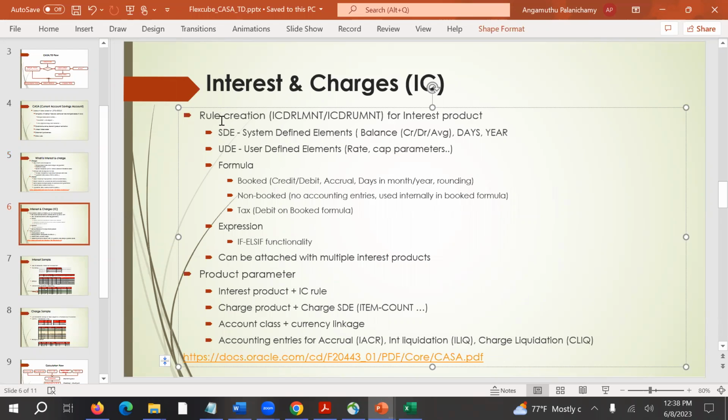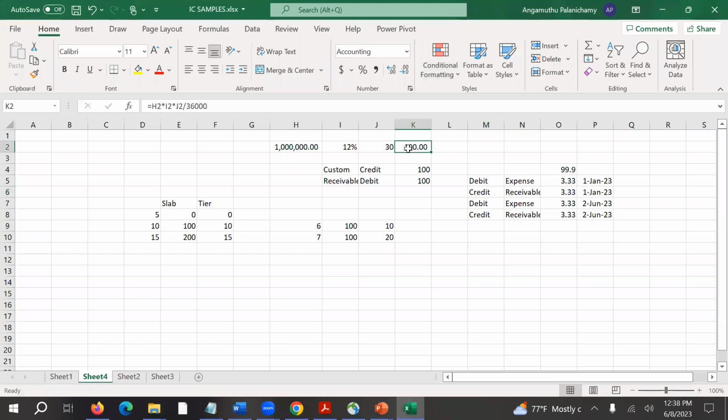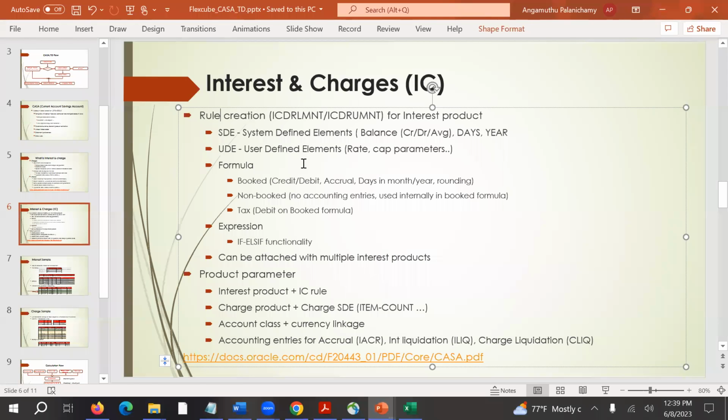What we mention in the rule is the calculation. In this Excel sheet, I have done this calculation, right? This calculation I have to do. So this is my principal, this is the rate, this is the tenor, and this is days. So this principal, I'll take whatever the credit balance is.